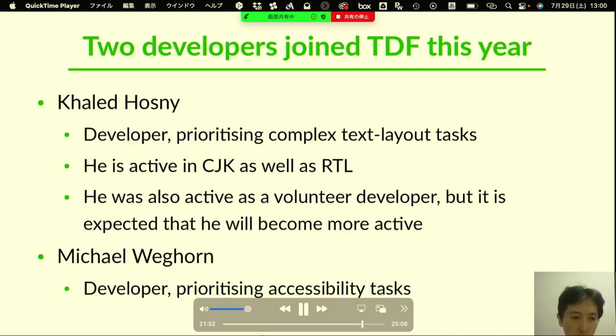Another one is Michael, I forgot the pronouns, but he's German. His focus area is accessibility.